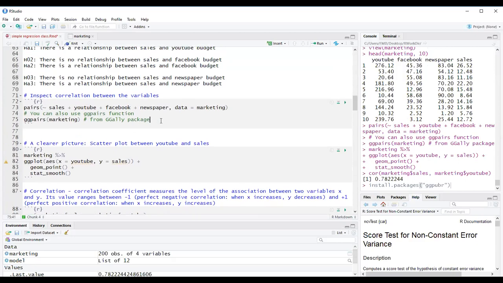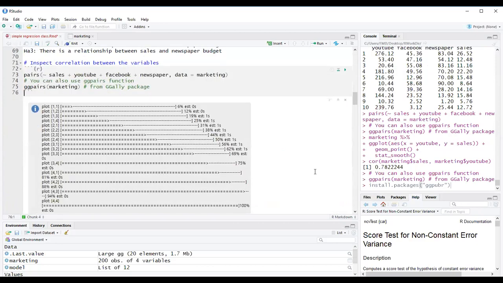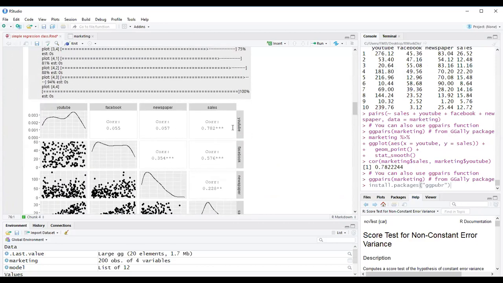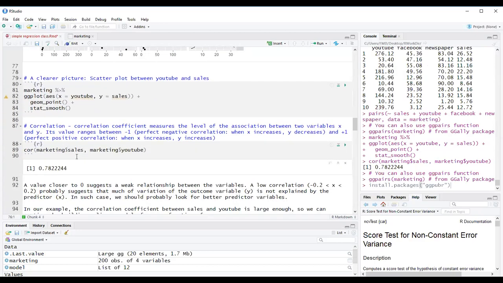Let's plot this again, the GG pairs. There, 0.782. Okay, we got this a while ago, so I just generated this using the core function. So it's a correlation between sales and your YouTube.